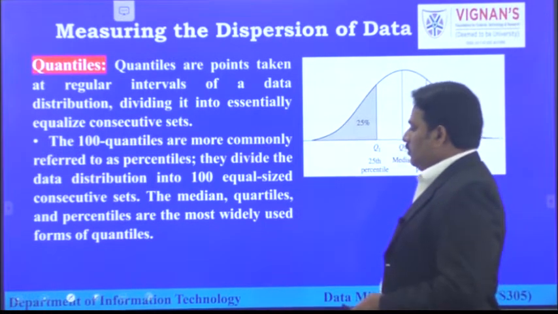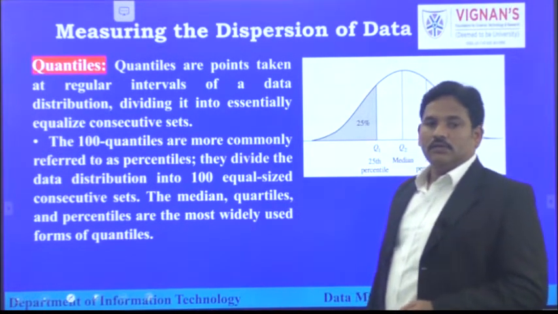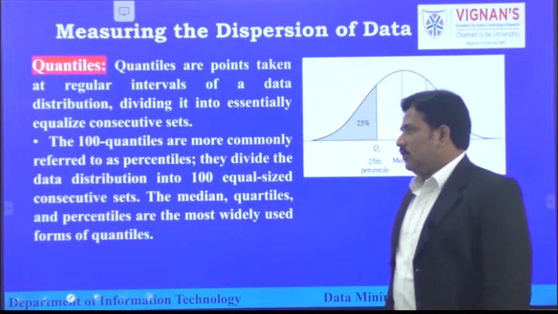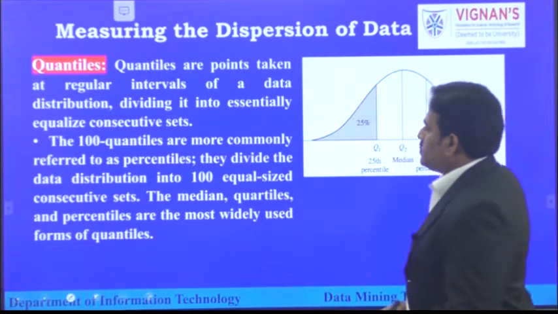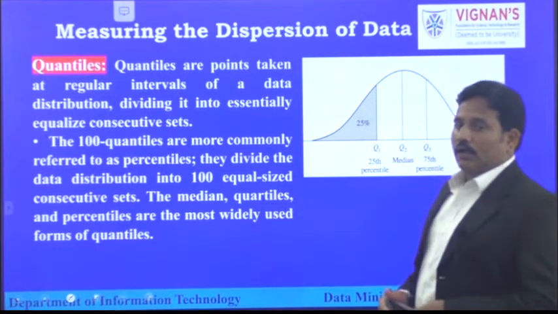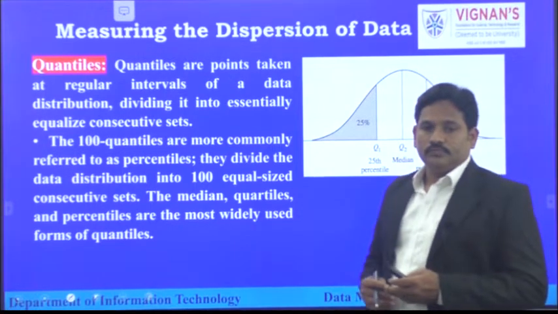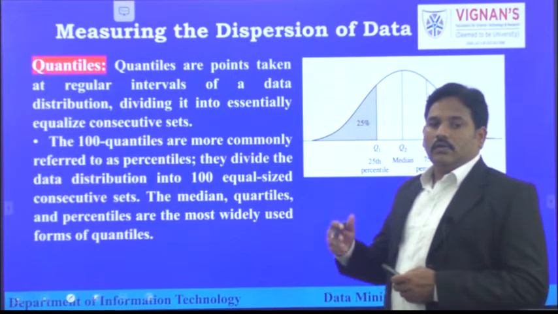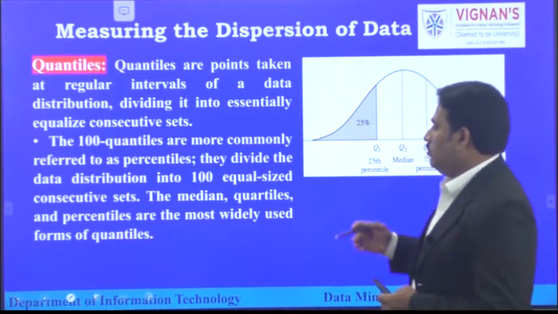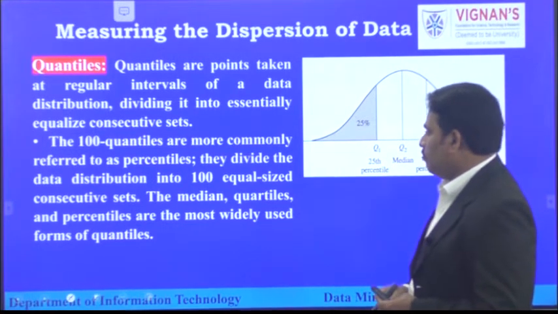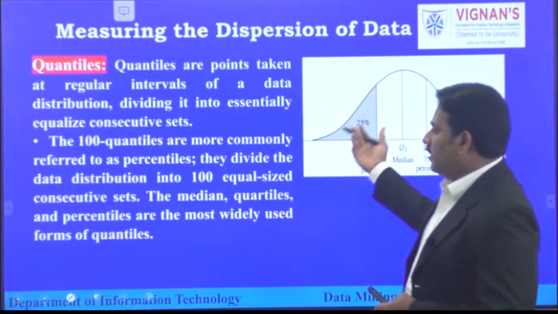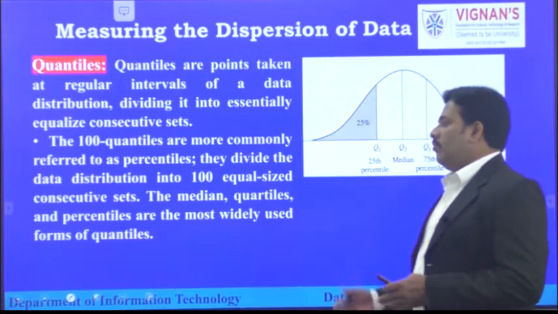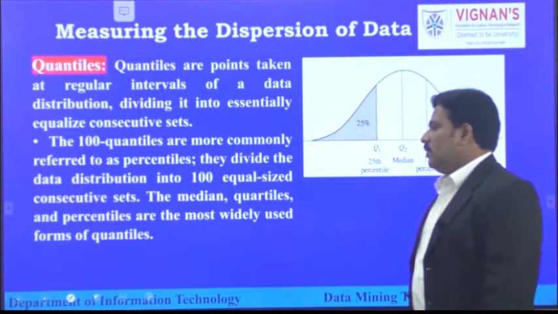Now one more measurement that we can use for the dispersion of the data is quantiles. What are quantiles here? Quantiles are points taken at regular intervals of the data distribution. When we arrange the data in ascending or descending order, at regular intervals we see how much data has been distributed by dividing the data. Let us assume we take 100 quantiles, commonly referred to as percentiles.